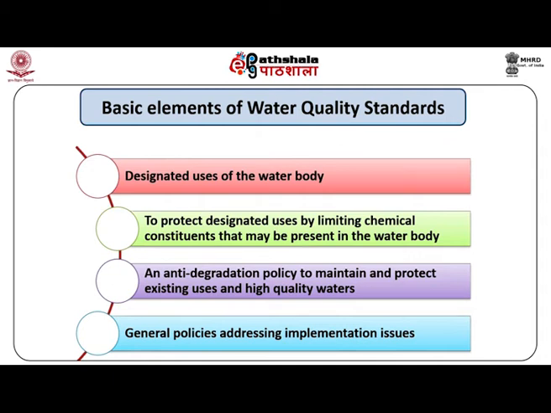Now the water quality standards consist of 4 basic elements. First one is the designated uses of the water body, that is whether it is for public water supply, aquatic life or recreation. Second is the water quality criteria to protect designated uses by limiting chemical constituents that may be present in that water body. The criteria consist of numeric concentrations and or narrative requirements. Third one would be an anti-degradation policy in order to maintain and protect existing uses and high quality waters. Fourth is the general policies which address implementation issues like low flows, variances and mixing zones.